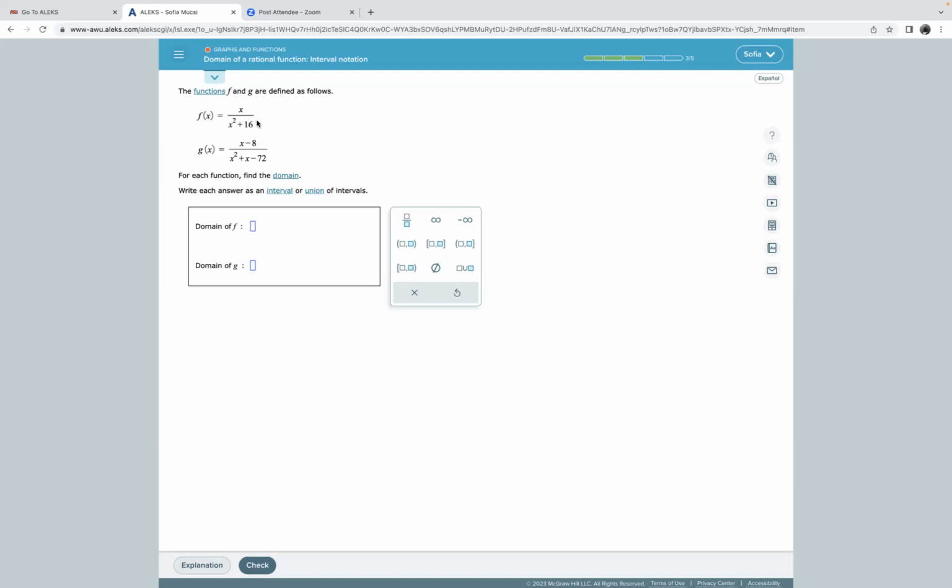It kind of reminds you of that one we did earlier. I think it was x squared minus 9, but because it's plus 16, there's no factoring. There's no sum of squares. So that has no restrictions. So it's everything, minus infinity to infinity.